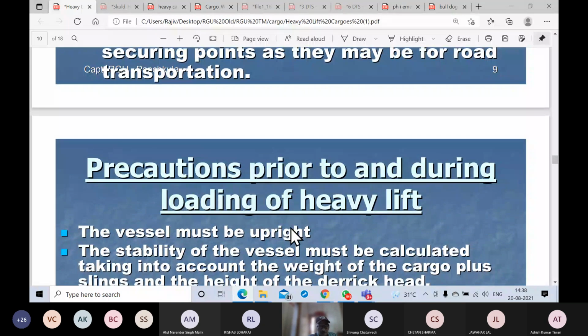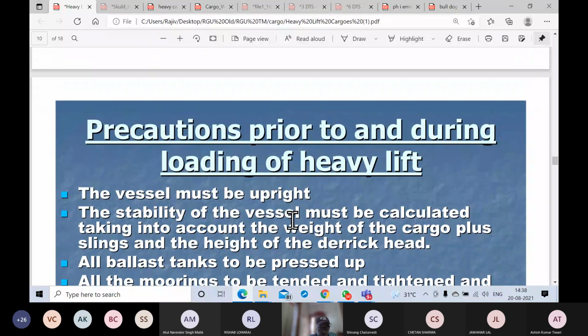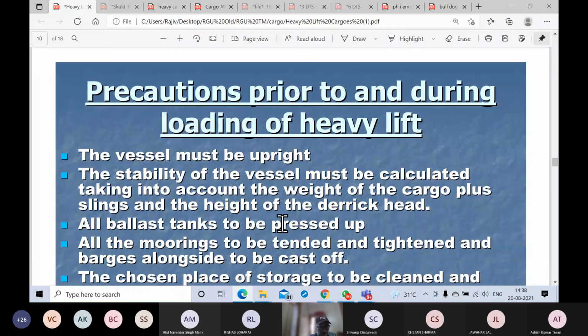Then these are the precautions during loading, prior to and during loading. One thing is the vessel must be upright. Why do you think this is important? The vessel must be upright. Please remember one thing. We are looking at loading of heavy lifts using own gear, ship's gear. So does this make an important point that the vessel must be upright prior to loading?